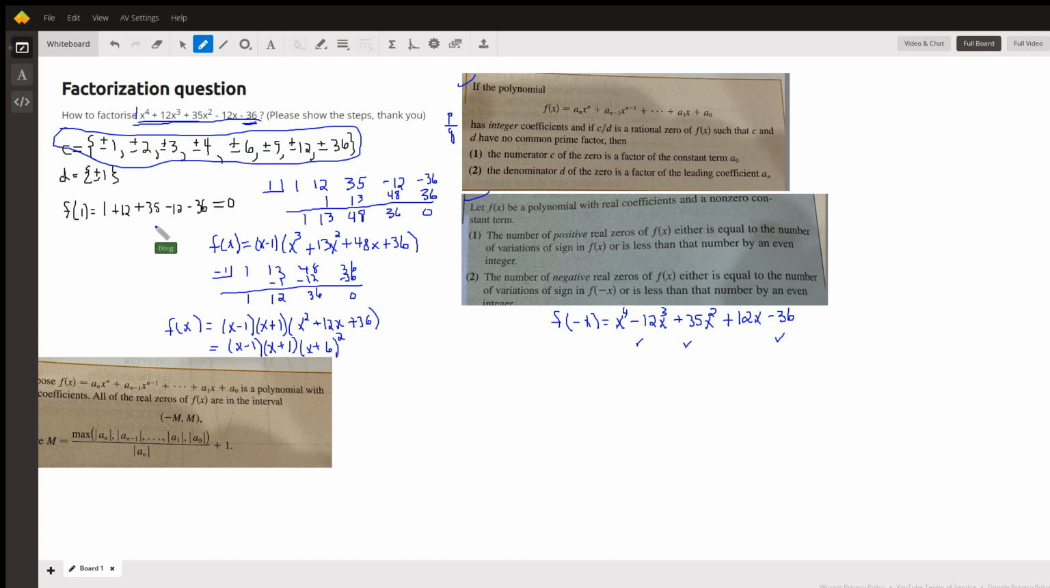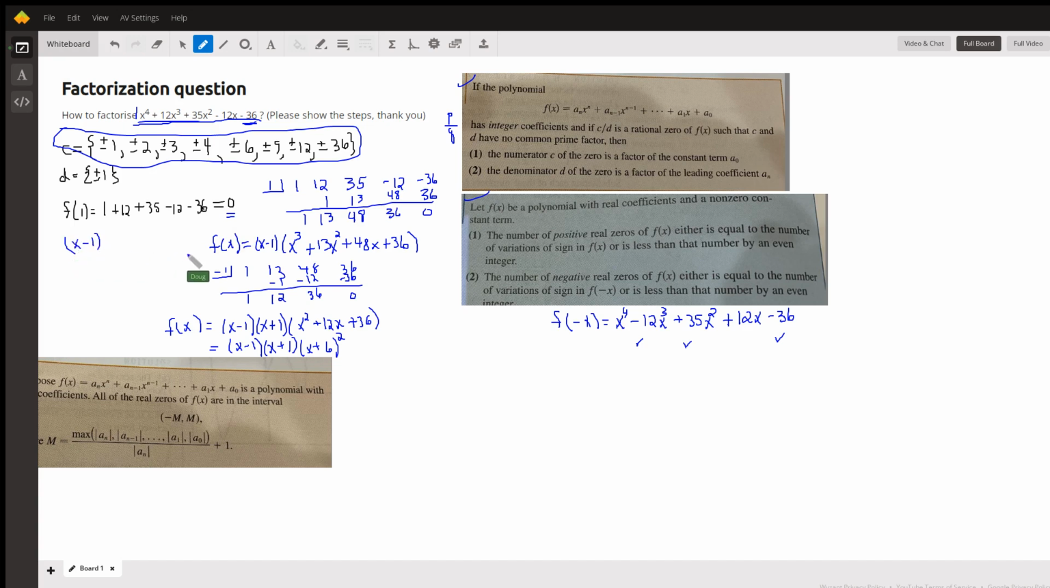And one of the first ones you should check out is the number 1. You can actually do that without synthetic division. Just quickly put 1 in for x, and you'll see that they add up to 0. So 1 is a factor. If 1 is a root, then x minus 1 is a factor.